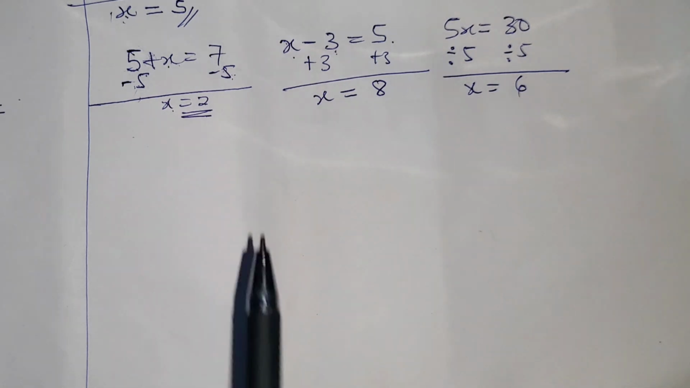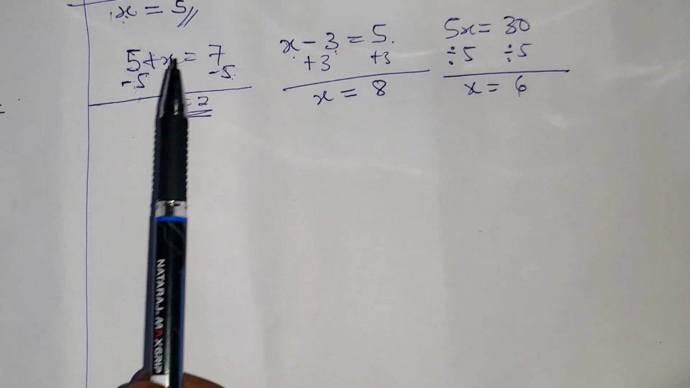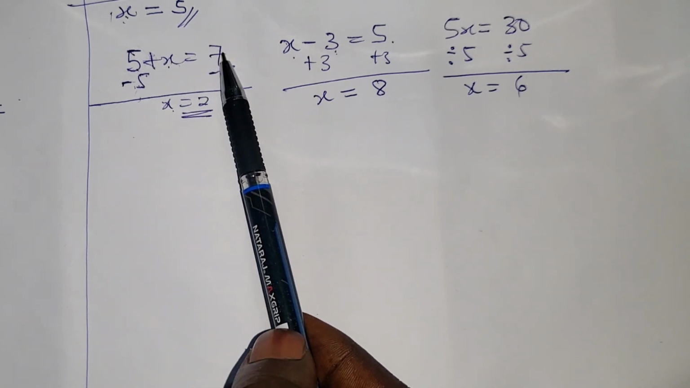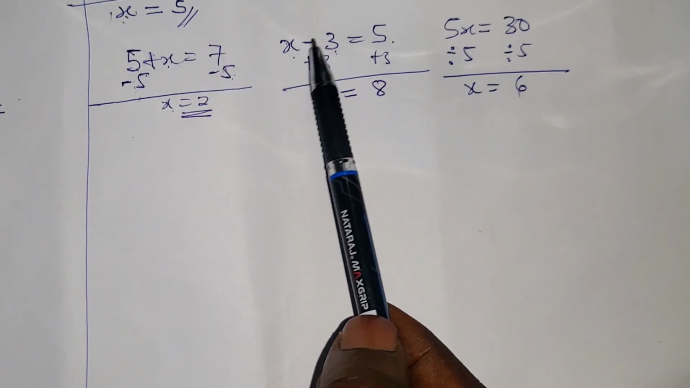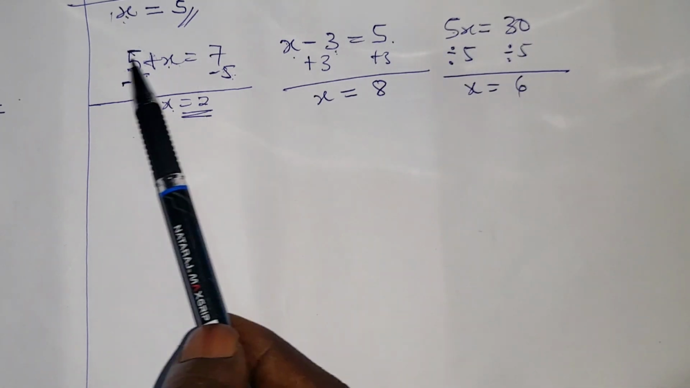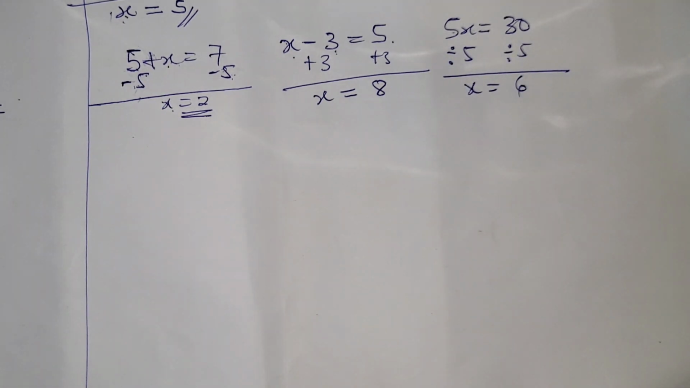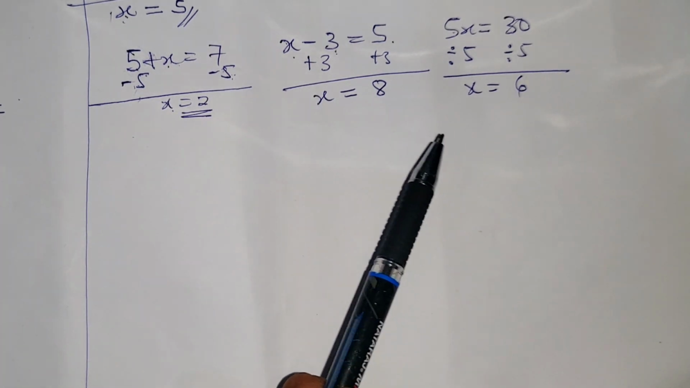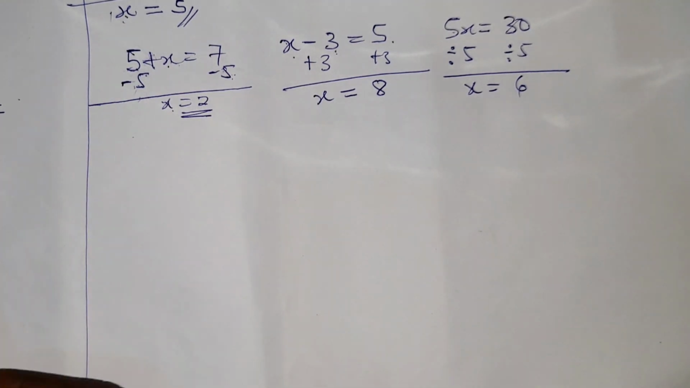All right, in our previous lessons we have looked at how to solve questions in this form: 5 plus x is equal to 7, x minus 3 is equal to 5, 5x is equal to 30. We established that when you are solving a linear equation, what you have to do is to group like terms first. That's one step equation. You have to first group like terms.